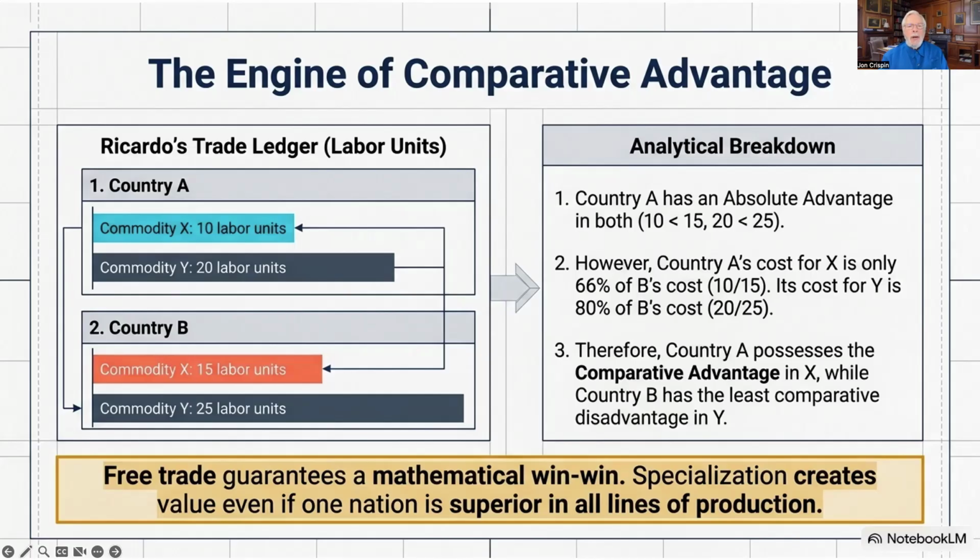However, country A's cost for X is only 66% of B's cost, 10 over 15. Its cost for Y is 80% of B's cost, 20 over 25. So this we would resolve that country A possesses the comparative advantage in X, while country B has the least comparative disadvantage in Y. And so free trade guarantees mathematical win-win, and specialization creates value if one nation is superior in all lines of production.